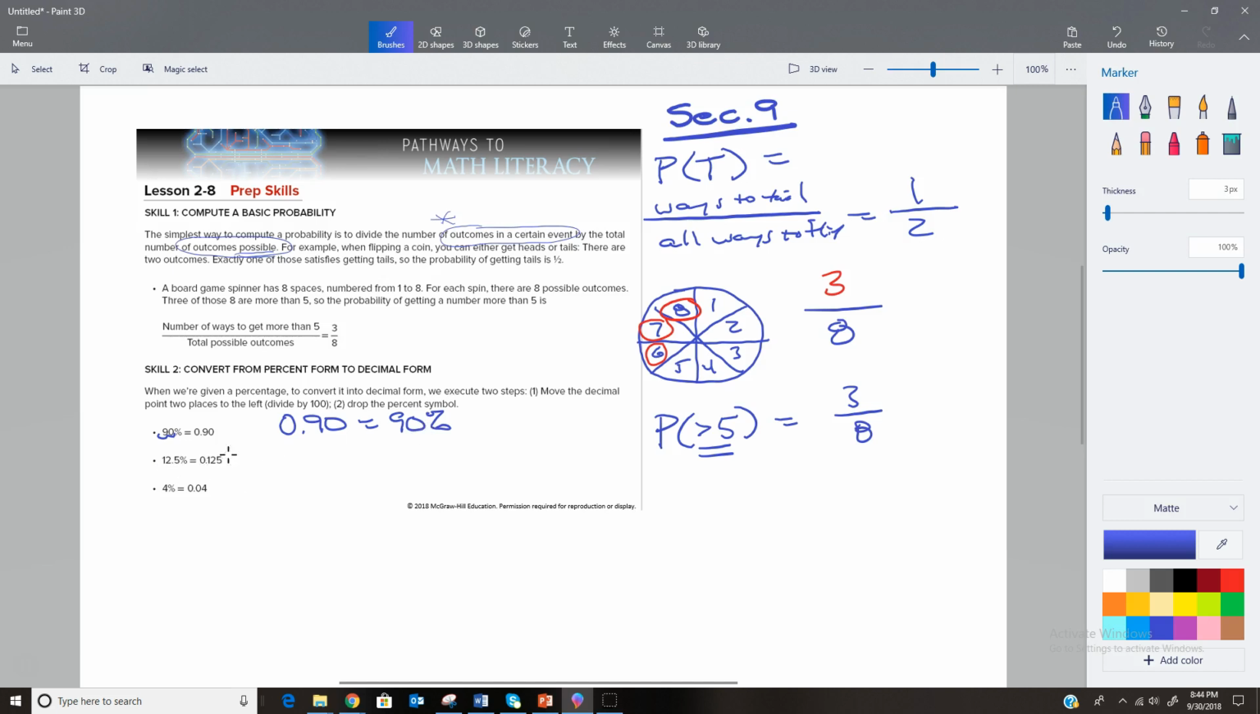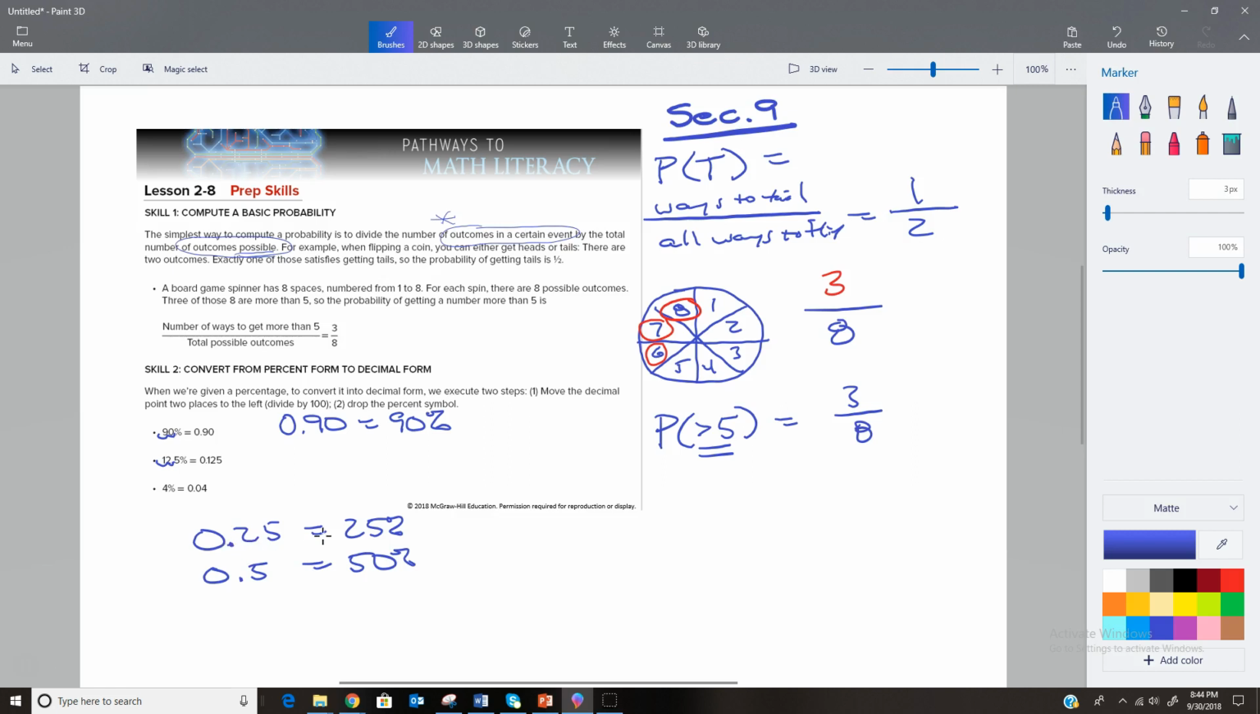12.5% is 0.125, because if I take the decimal and go back 2 spots, I'm at 0.125. And 4% is 0.04. Remember, if you get a little confused, always do one that you know. You know that 0.25 is the same as 25%. That's one that we use a lot. Or 0.5 is 50%. If you get confused, look at one of these ones that you know and think about what you would do to this one. It's the same process no matter what it is.